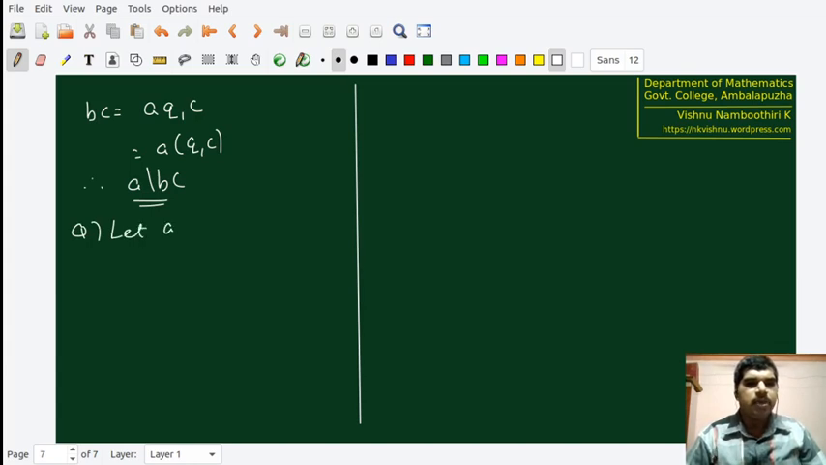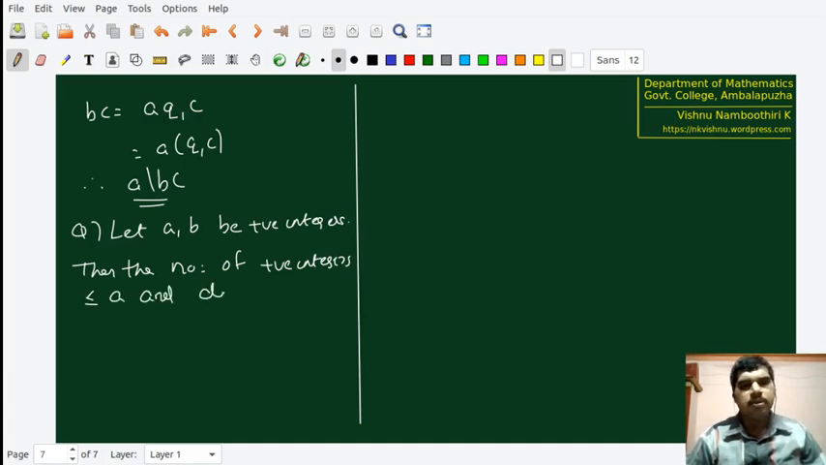Let A and B be positive integers. Then the number of positive integers less than or equal to A and divisible by B is the integer part of A by B.